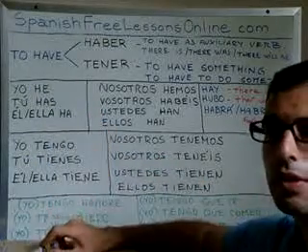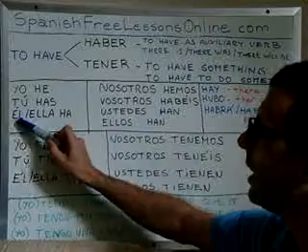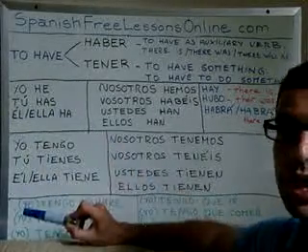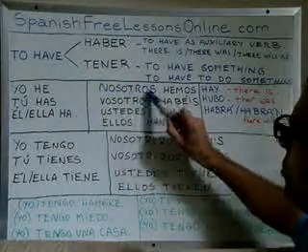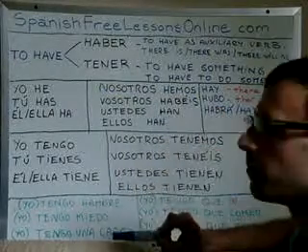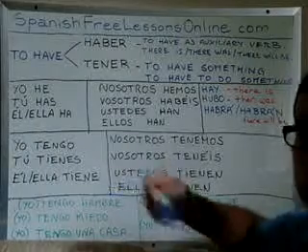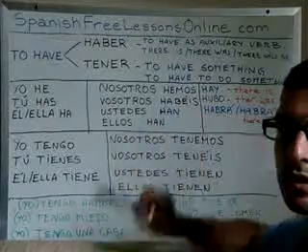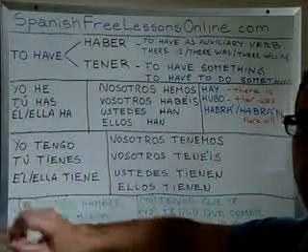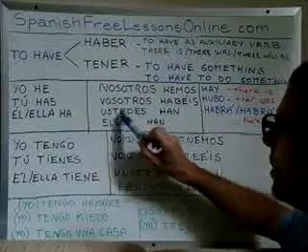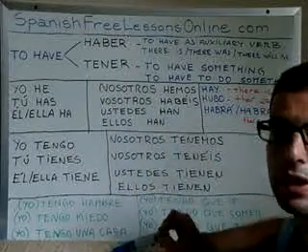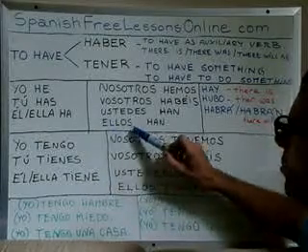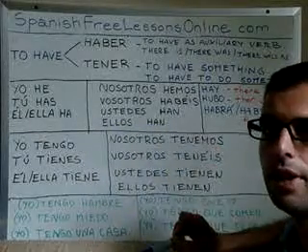Tú has, you have. Él ha, he has. Ella ha, she has. Nosotros hemos. We have. Vosotros habéis. You have, plural. Ustedes han. Again, you have, plural. Ellos han. They have.